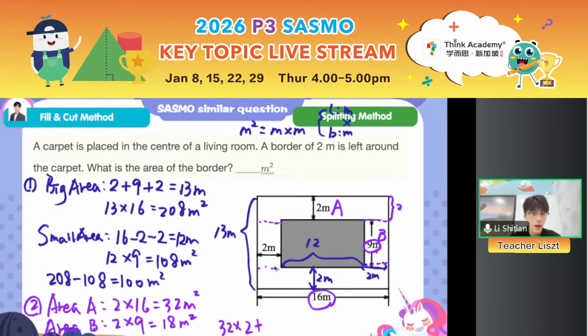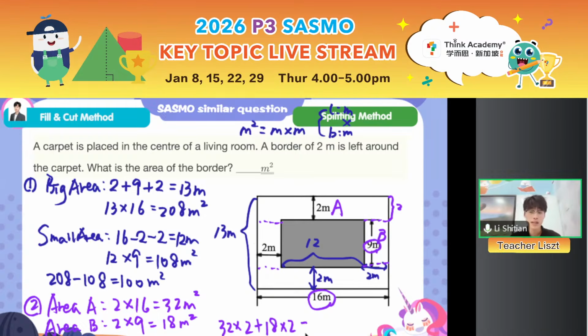What about this one? Oh, this area is also the same as B, right? So we only need to use the 18, which is the area of B, times 2, right? Then we will find out the total area of the border.